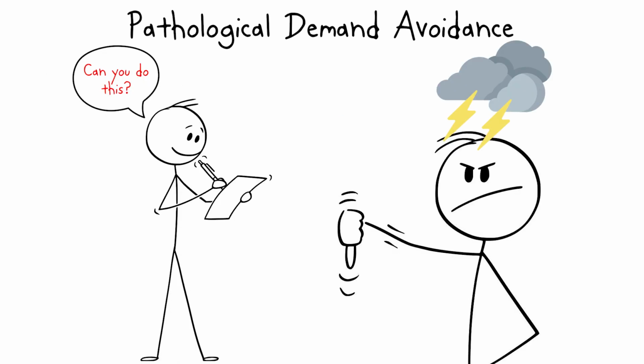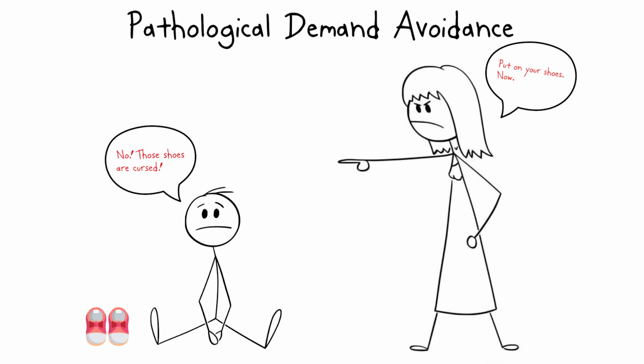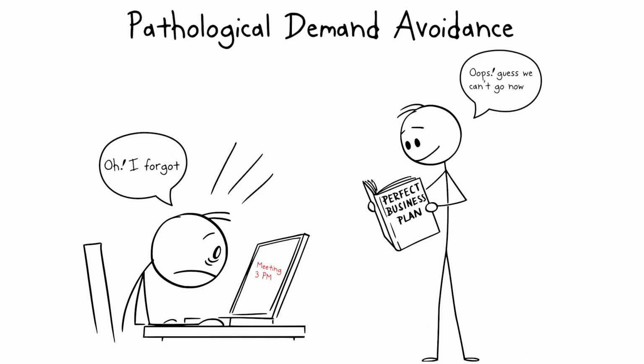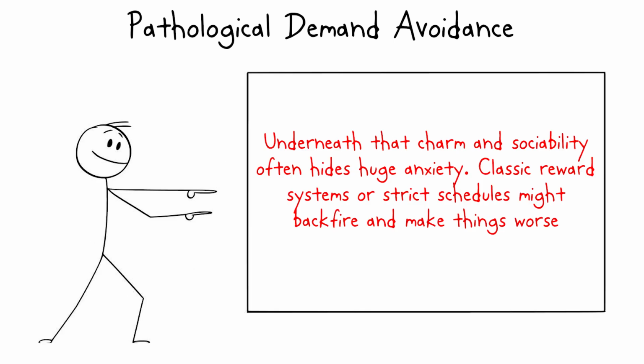For someone with PDA, even a simple request can feel like an existential attack, triggering survival-level anxiety. Kids might pretend shoes are cursed, suddenly become a cat, or go full-on philosopher on barefoot living. Teens and adults might forget, sabotage plans, or challenge authority fiercely. Underneath that charm and sociability often hides huge anxiety. Classic reward systems or strict schedules might backfire and make things worse.